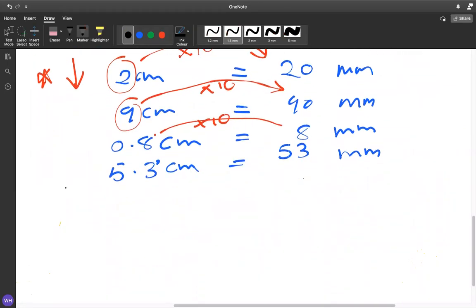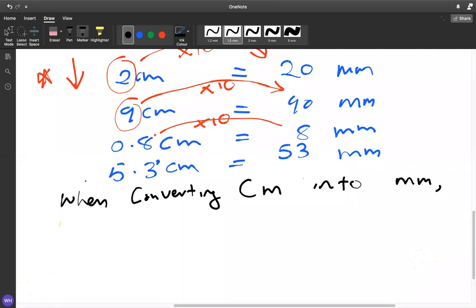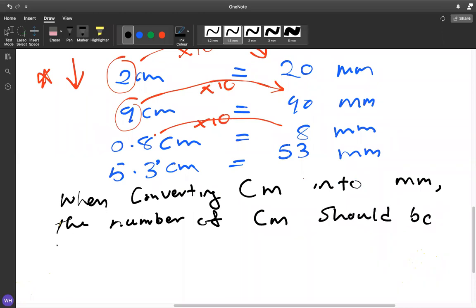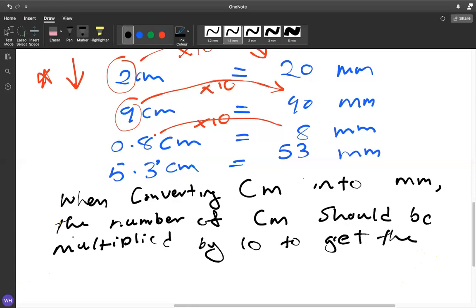Then we will write. What did we do here? We did centimeters and millimeters, right? Then write it down. Below that: when converting centimeters into millimeters, the number of centimeters should be multiplied by 10 to get the number of millimeters. Right.